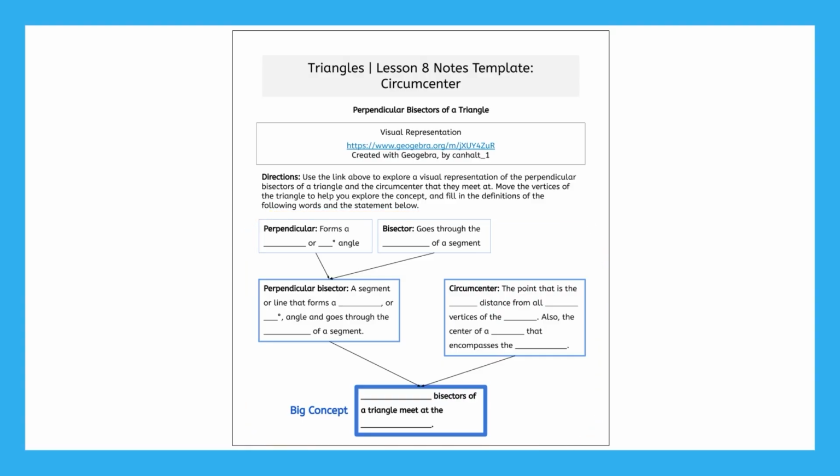It may take you some time to really grasp what's happening in the visual as you move the vertices of the triangle. Giving it the time it deserves and analyzing everything that's happening in the visual will make things easier later on. So pause this video, follow the link, and work on the page. Take as much time as you need to be confident about what circumcenter means.